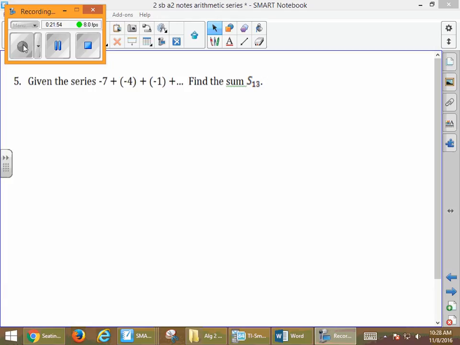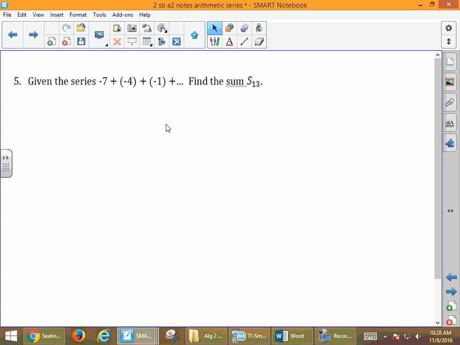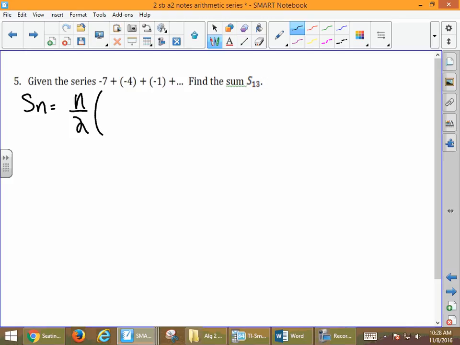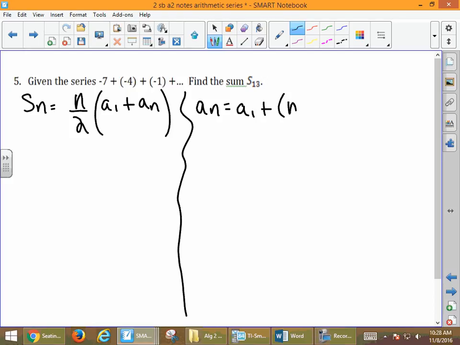Same kind of idea here on problem number 5. We want to find the sum of 13 terms here. And once again, our formulas: S of n is n divided by 2 times a1 plus an. And the only question is, are we going to need that other formula that we were dealing with yesterday, which is a sub n equals a sub 1 plus n minus 1 times d.